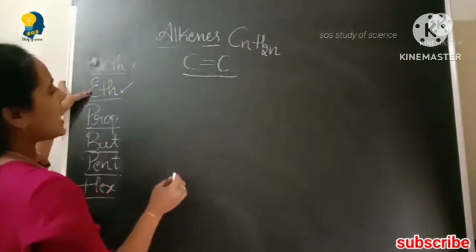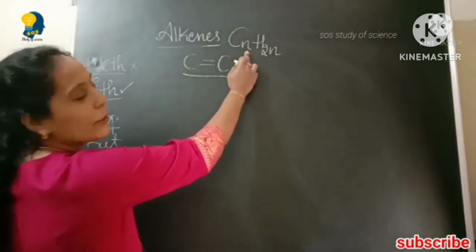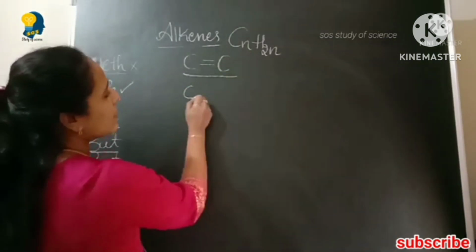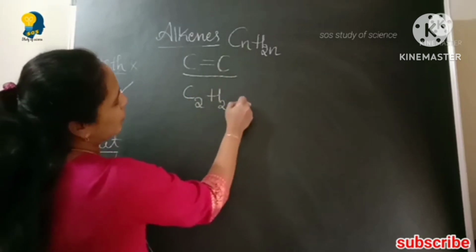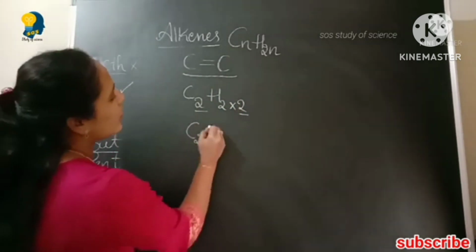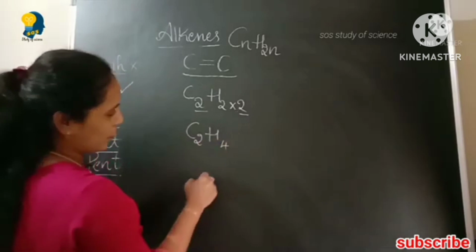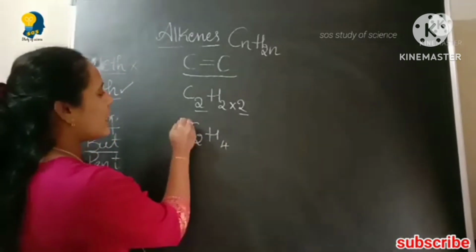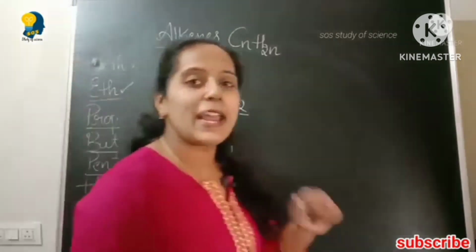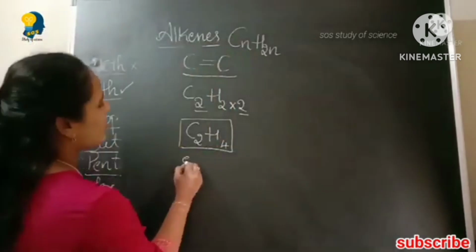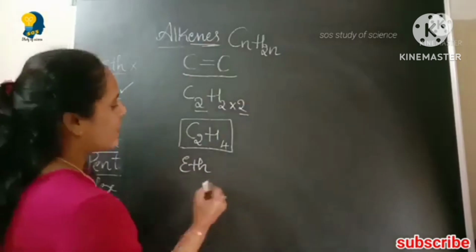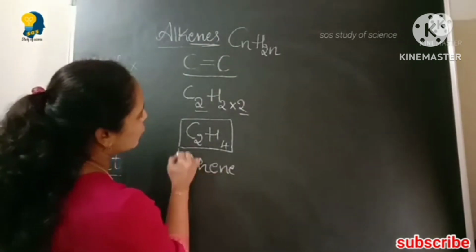Okay. So when I say eth, then N should always be equal to 2. So let us substitute N equals 2. So CnH2n is nothing but C2H2 into 2. I am just substituting 2 in the place of N. Okay, so now I got C2H2 into 2 equals 4. C2H4, I got. So this C2H4 now is the first member of alkene. So then how can we name it? See, as it is eth, and alkene is represented by ene, so eth plus ene equals ethene.